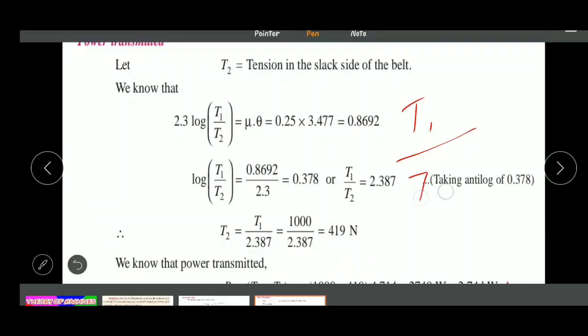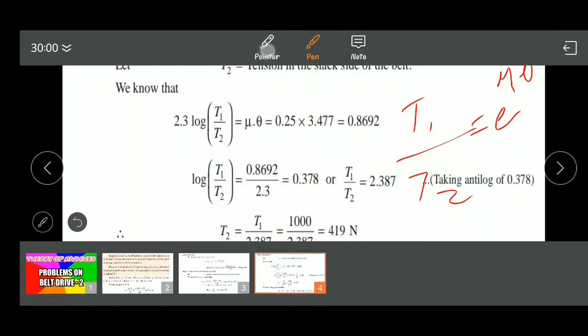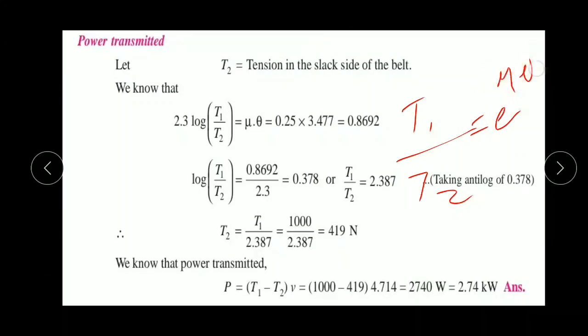T1 by T2 equal to e to the power of mu theta. By putting the values of mu and theta, we get T1 by T2 equal to 2.387. From that, T2 equal to T1 by 2.387, which is equal to 419 Newton. This is the tension in the slack side, that is T2.